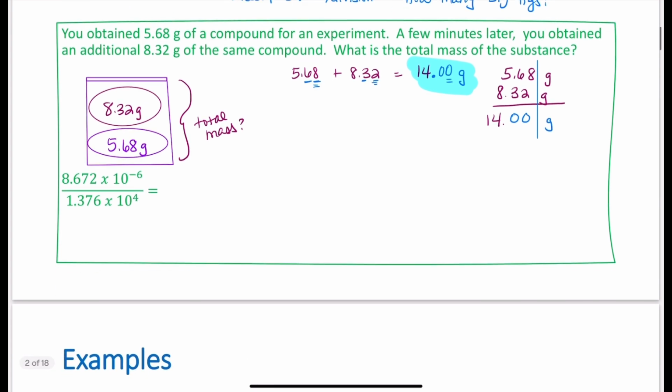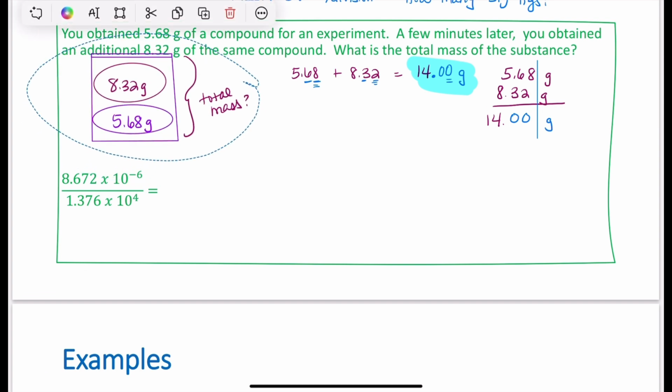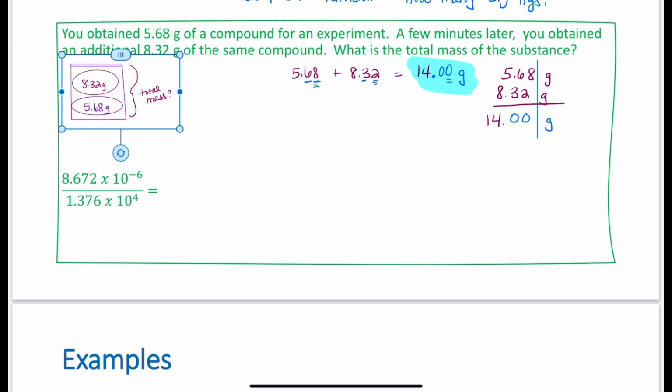What about the example down here? Let me move this up a little bit just to get out of the way. 8.672 times 10 to the negative 6 divided by 1.376 times 10 to the fourth. When I plug this in my calculator, I get 6.30232558 times 10 to the negative 10. Okay, that is the calculated answer.